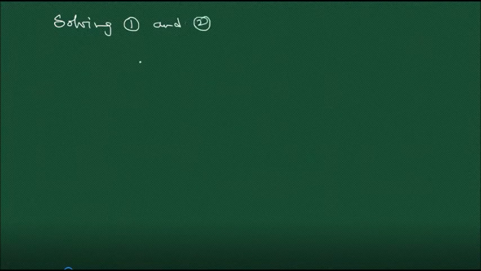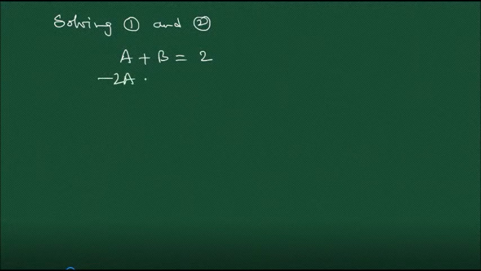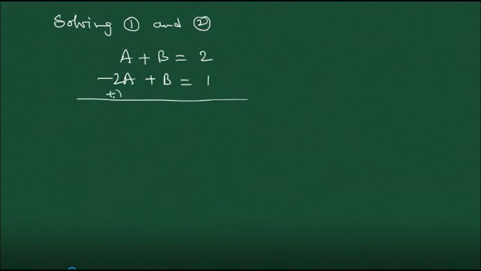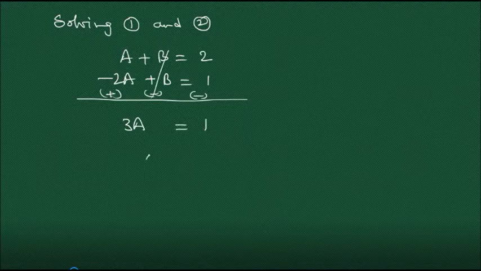Solving equation 1 and equation 2: a + b = 2, -2a + b = 1. This is plus, this is minus, so b gets cancelled. This is 3a = 1. a = 1/3.